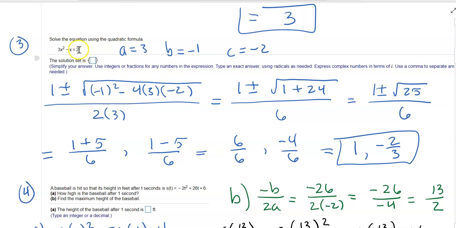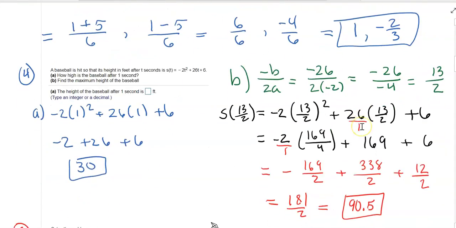Here we're using the quadratic formula that we used in the last section. So first things first, we need to move that 2 over so it becomes negative 2 for our c. We plug in our a, b, and our c values and evaluate to give us 1 and negative 2/3.